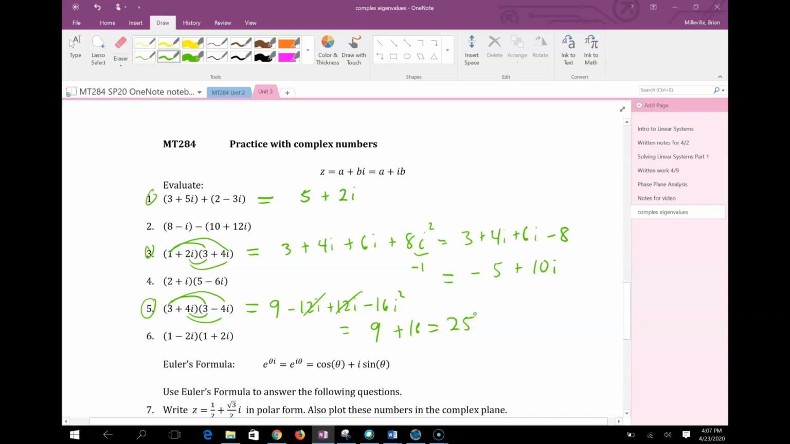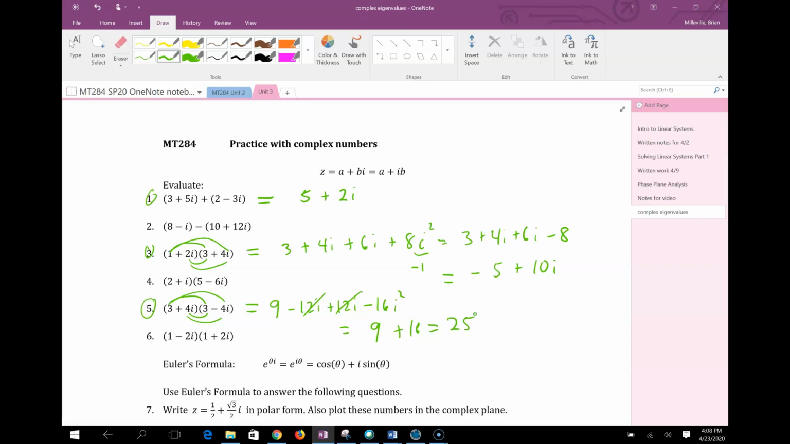So it is also possible to multiply two complex numbers and get a real number, keeping in mind though that real numbers are also complex numbers. All right, so I think that's all we're going to do for this video.